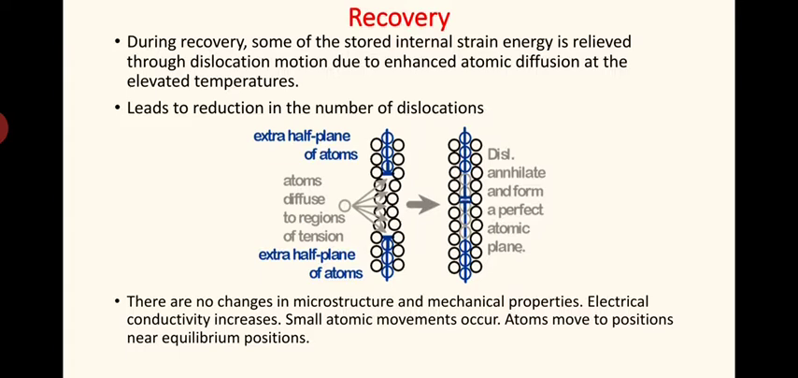So we are heating, I have already told, during annealing we will be heating above the recrystallization temperature and we will be keeping at that temperature. That means at that elevated temperature the atomic diffusion will take place. Due to that higher energy level, the atoms will diffuse. You can see in this figure, it leads to the reduction in number of dislocations. See, during the recovery process, dislocation density is actually decreasing.